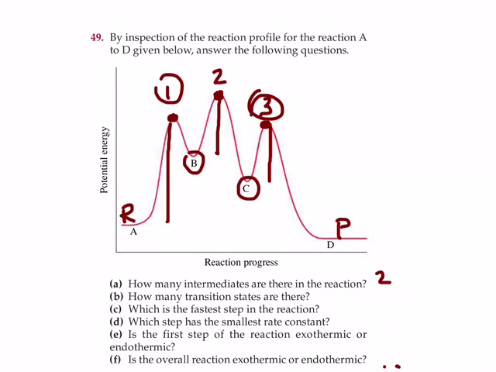Is the first step of the mechanism exothermic or endothermic? Well, in step 1, we began with this potential energy here, and we finished step 1 with the potential energy higher than it began, so therefore it must have absorbed energy. Step 1 was endothermic. The overall process from A to D looks to be slightly exothermic, since the final products end up having less energy than we began with.